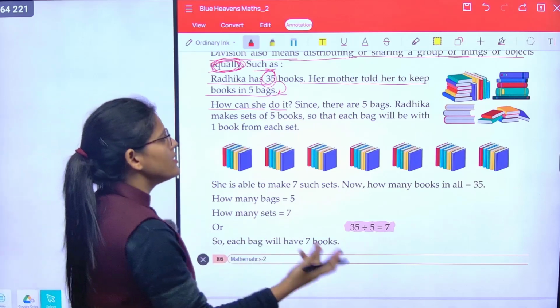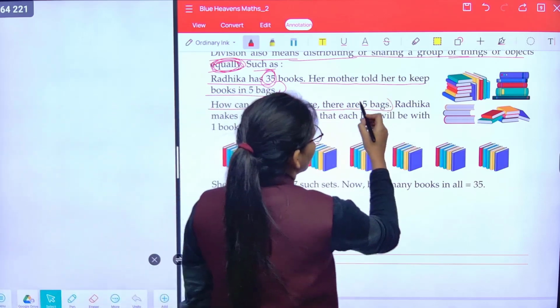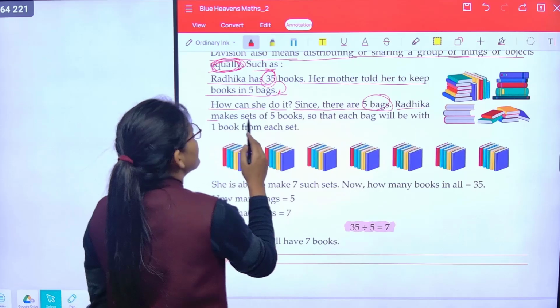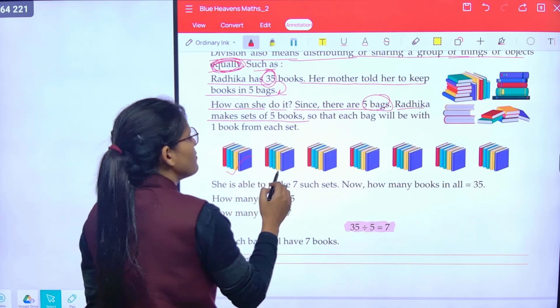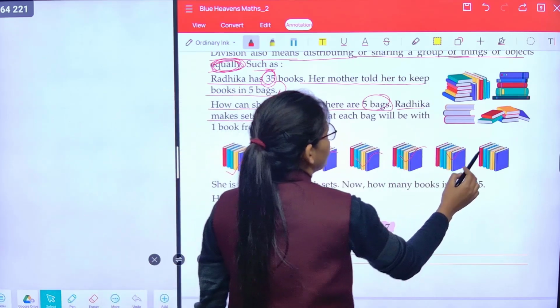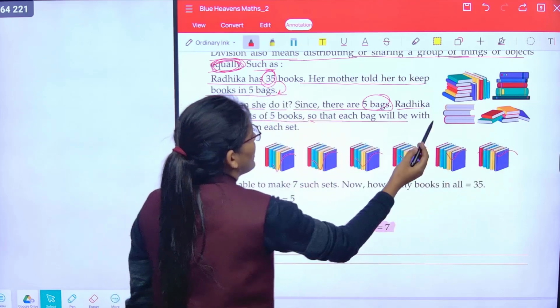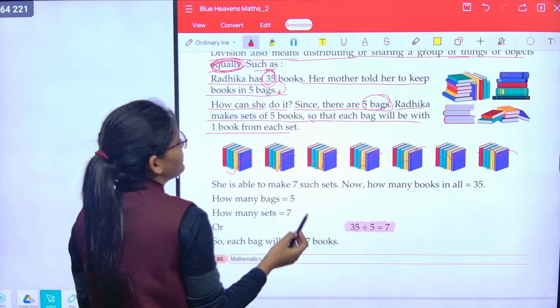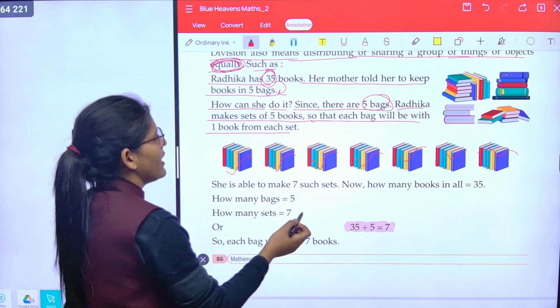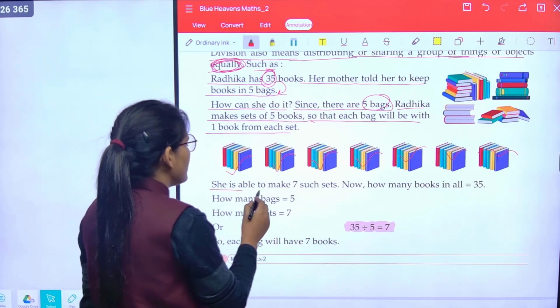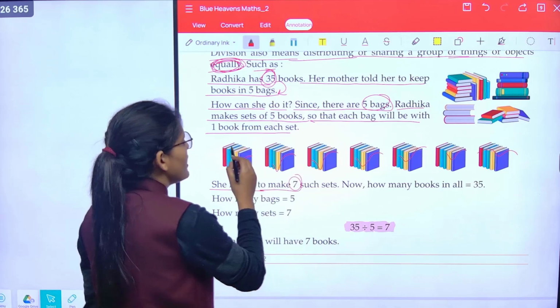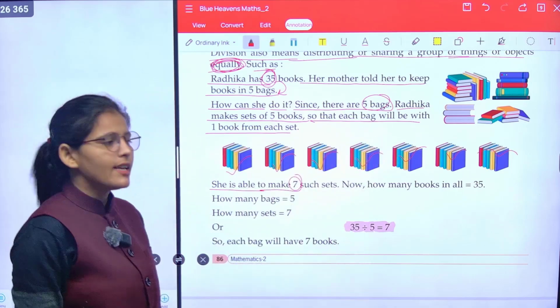With the help of division, since there are 5 bags, Radhika makes sets of 5 books. Now she made sets of 5 books, class, so that each bag will have one book from each set. Okay, she is able to make 7 such sets.